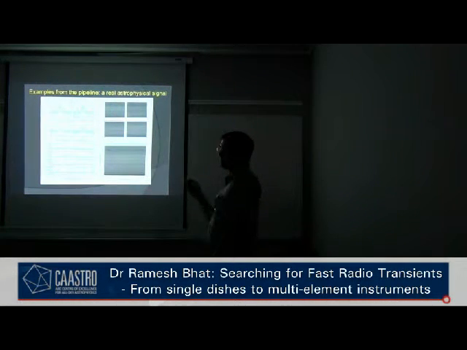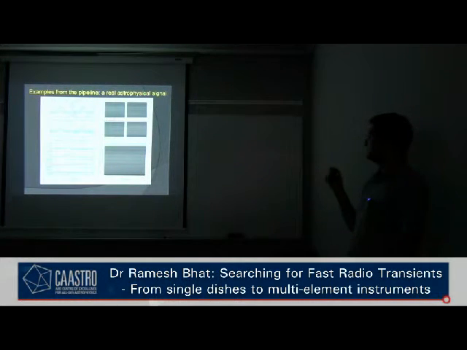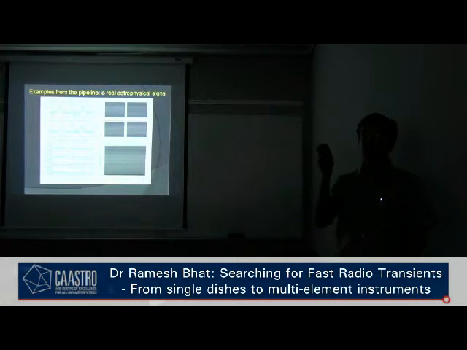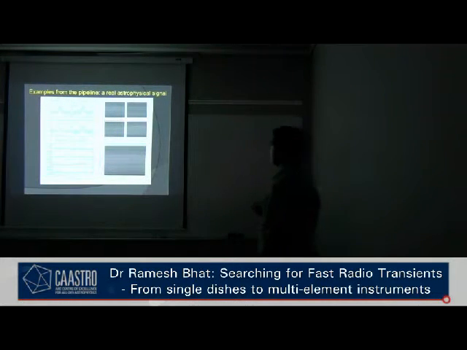So for most of the processing that we do for the survey data, we just divide the whole array into 4 subarrays of nearly equal sensitivities. The subarrays are grouped in such a way that you can take best advantage of the RFI environment across the array.